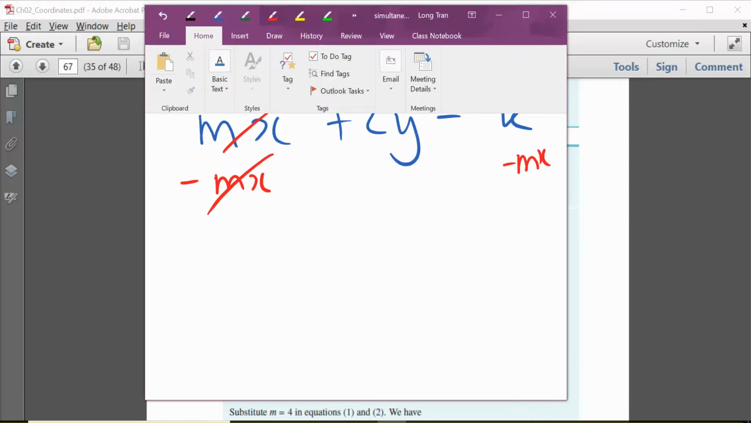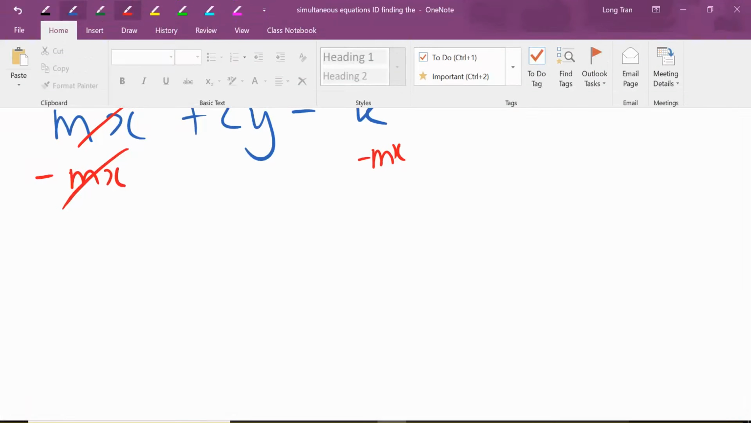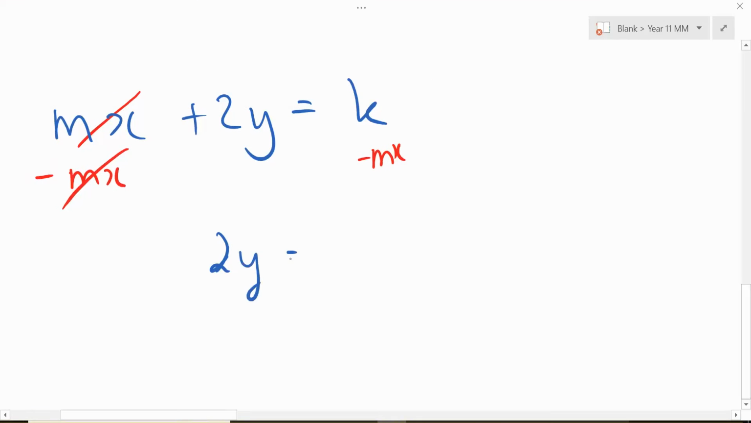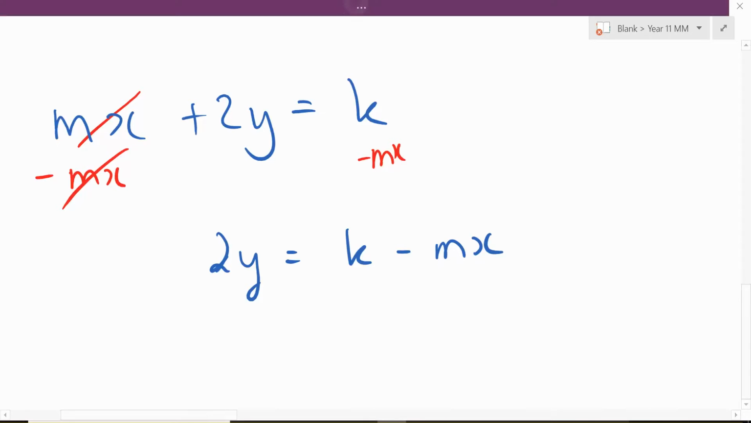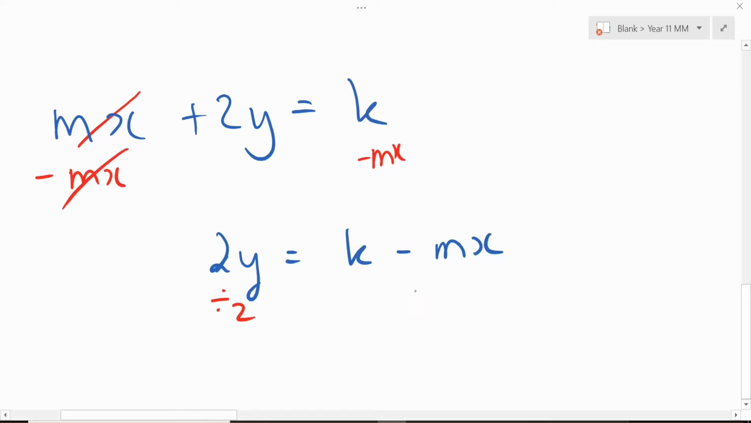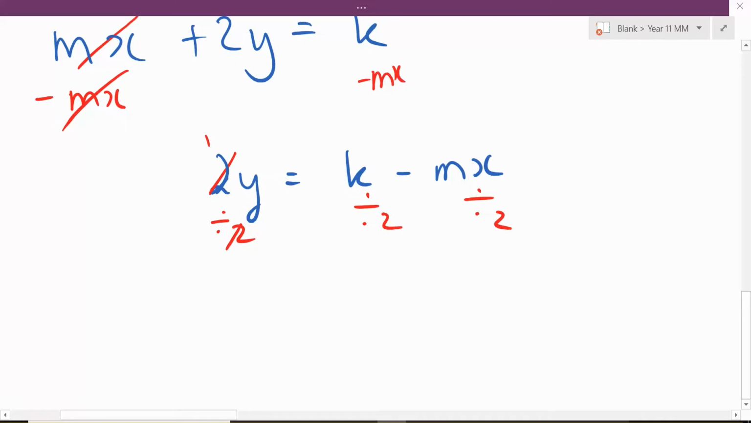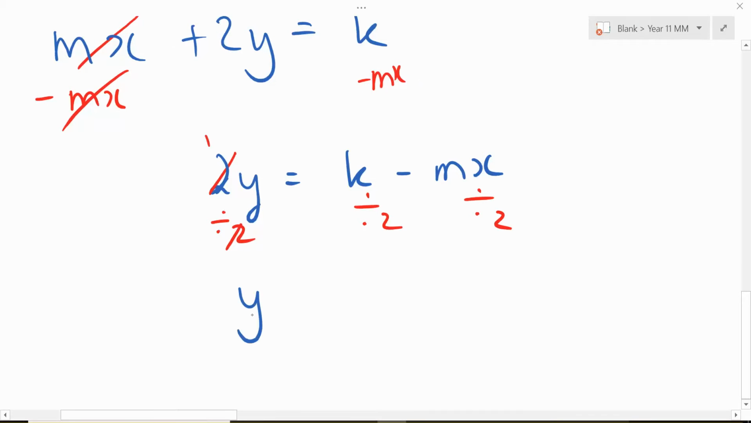Okay. Fantastic. So 2y, I'm going to do in blue now. 2y is equal to k minus mx. But I don't want 2y, I want y. So I've got to remove the 2. Now if that's times 2, the opposite of timesing 2 is divide. So I'm going to divide both sides by 2. I'm dividing everything by 2. 2 divided by 2 is 1. That is why my answer is 1y is equal to k minus mx over 2. Or if you like to separate them, it's k over 2 minus mx over 2.